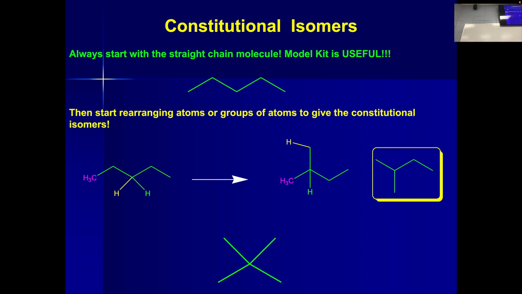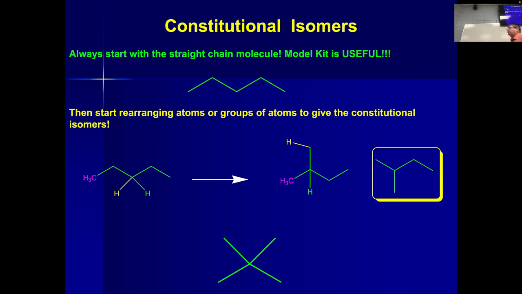These are called constitutional isomers of one another. C5H12 has three constitutional isomers. How many constitutional isomers do I have for C3H8? I have none. I can move things around, but all I get is the same thing that I started with. So you have to have at least four carbons before you can have constitutional isomers.